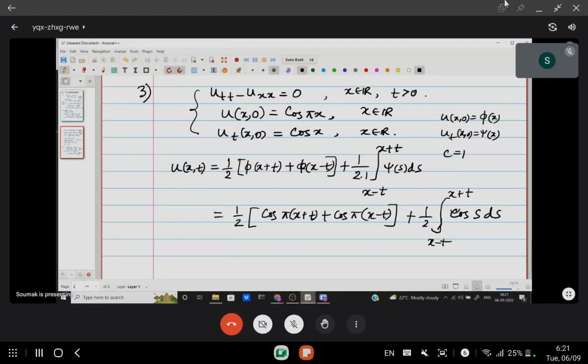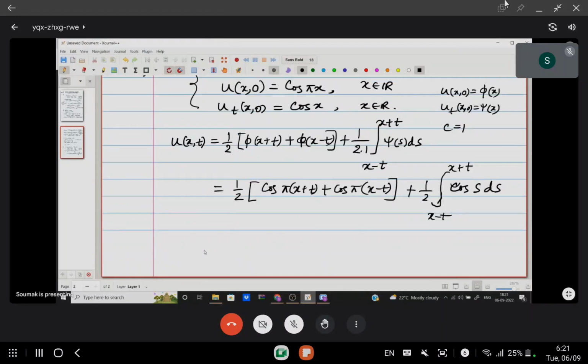Now what is the integration of cos? It is sine, right? So the value is half of cos pi (x plus t) plus cos pi (x minus t), plus half of, it is sine, I directly write sine (x plus t) minus sine (x minus t). Are you comfortable with this, up to this line?